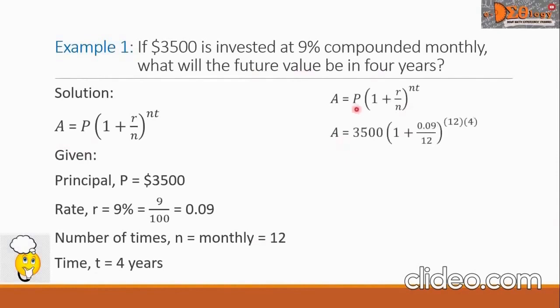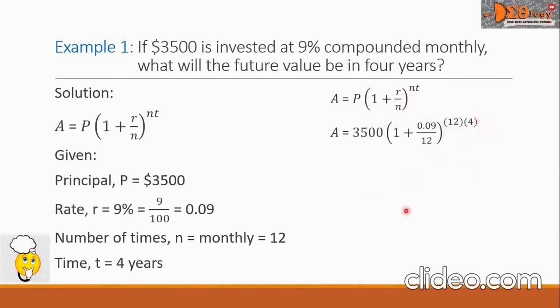A equals, the P is now changed into 3,500. 1 is a constant, we will copy that. Then plus the fraction R over N. The R now becomes 0.09 over the N, and we change N into 12. The exponent, and that is a product, N times T. Our N is 12 and T is 4.